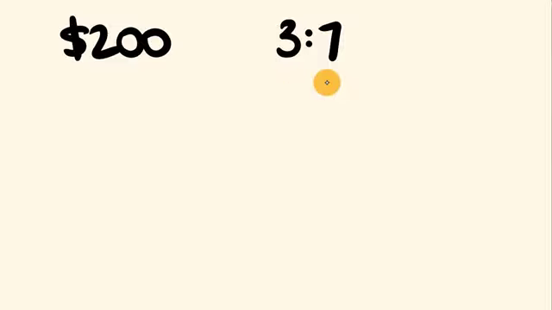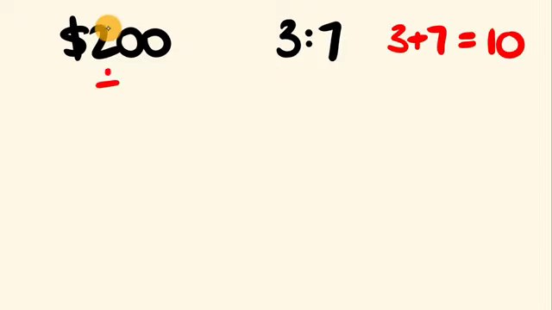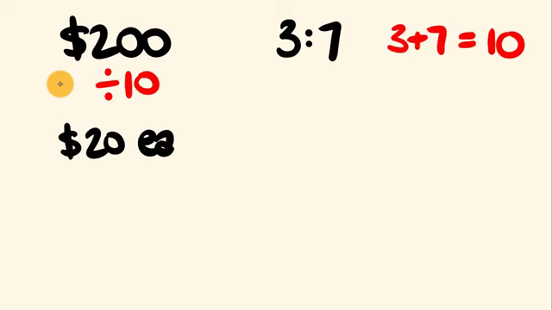Well, let's work out how to divide this up. So the first thing we're going to do here is look at the total number of parts that we have. So 3 plus 7 is equal to 10. So altogether, we are talking about 10 parts in this ratio here. So now we get our 200 and we divide by that amount. 200 divided by 10, each part is worth $20.